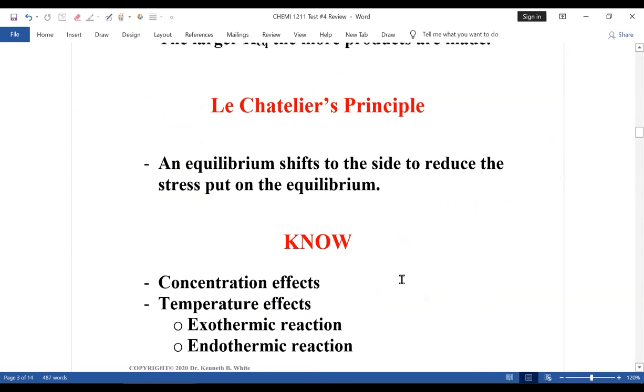Now, the next thing I taught you, and it's time for Dr. White's north side of Chicago French accent, with Le Chatelier's principle. I'll never ask you what it is, but you should be familiar with how to use it. And remember, an equilibrium shifts to the side to reduce the stress put on the equilibrium.